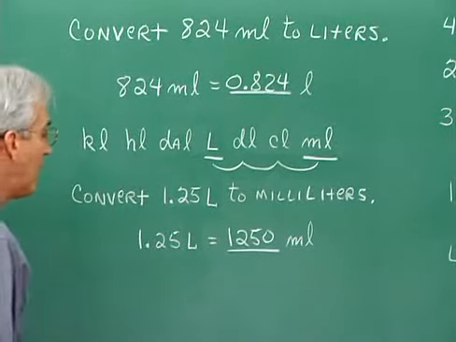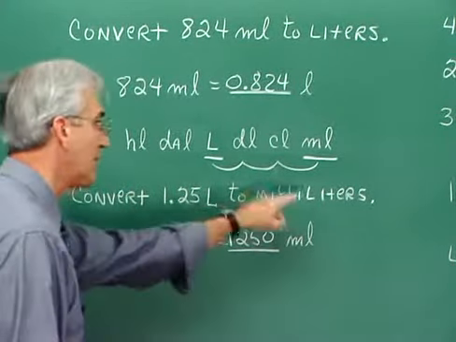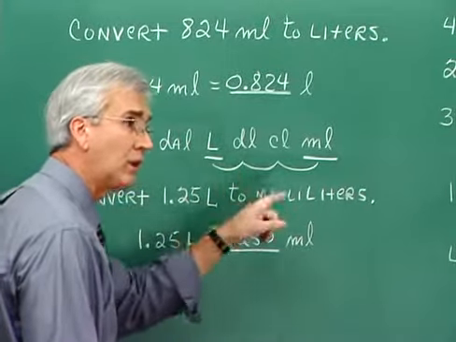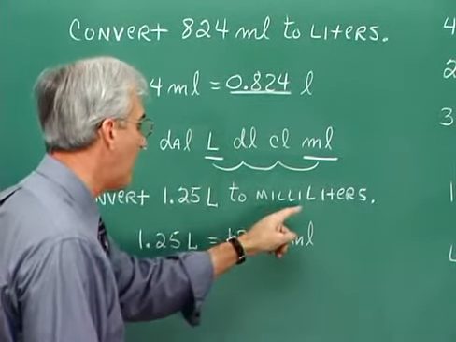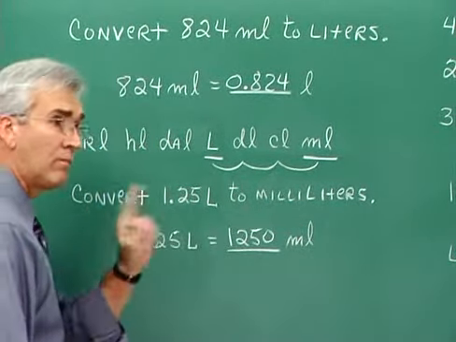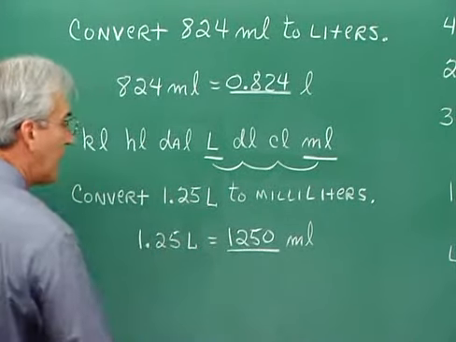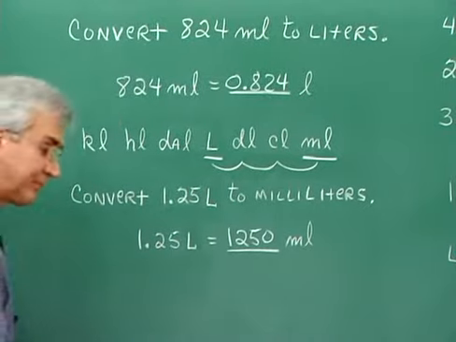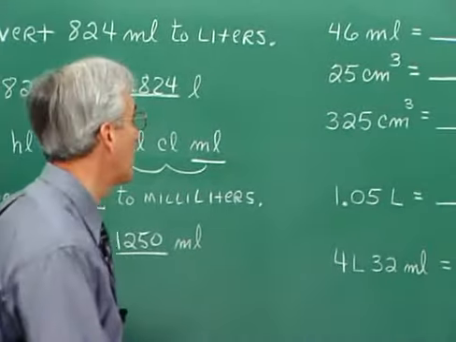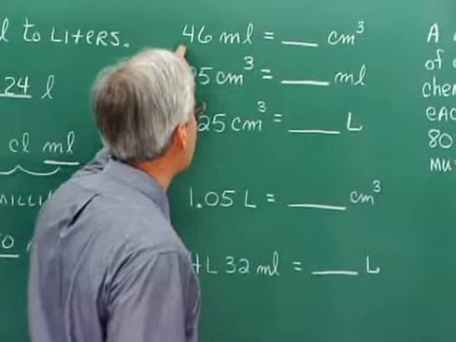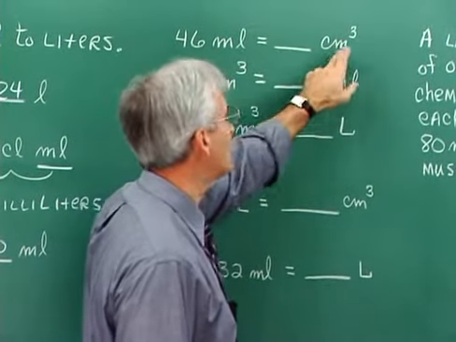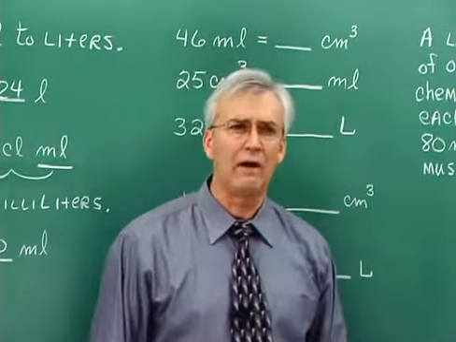And the other way to think about it is liters to milliliters, we're going to little bitty units. There'll be more of them. We multiply to get more. There are 1,000 milliliters in 1 liter, so we're multiplying by 1,000, move the decimal 3 over, and we get the same result. Now, this is going to seem like a trick question. 46 milliliters is equal to how many cubic centimeters? How do we figure that out?